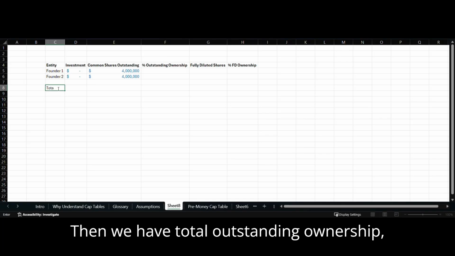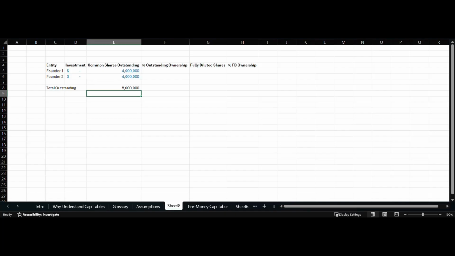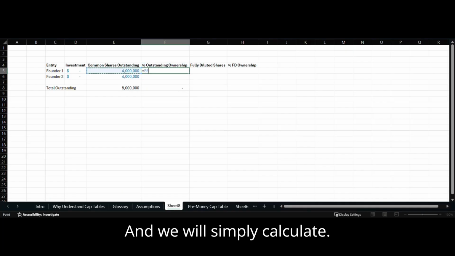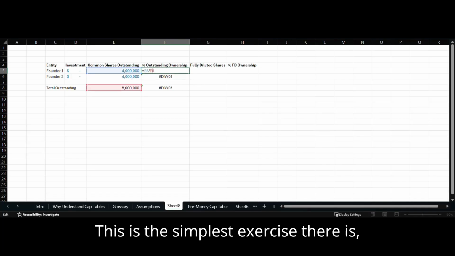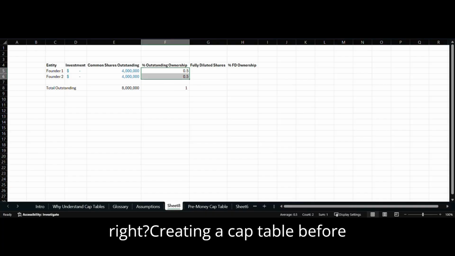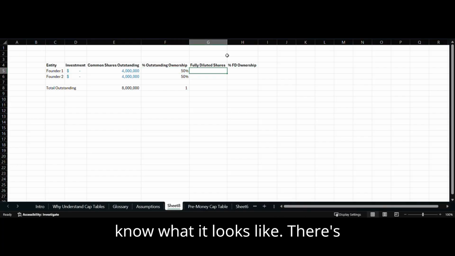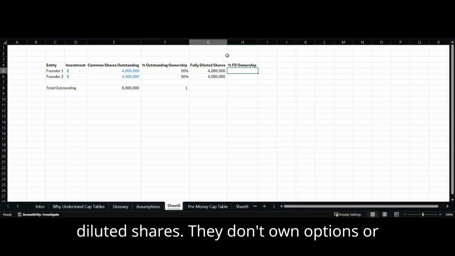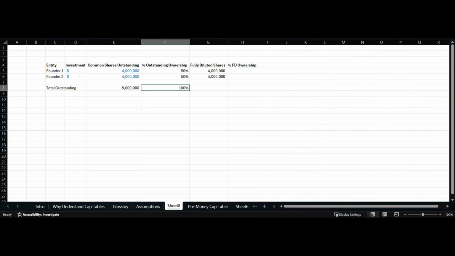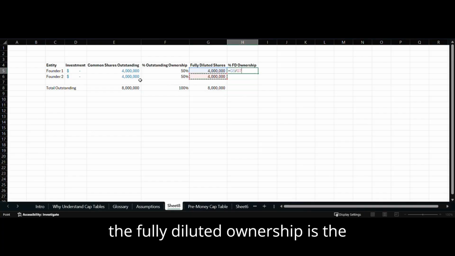Then we have total outstanding ownership, or total outstanding shares. And we will simply calculate. This is the simplest exercise there is, right? Creating a cap table before investment. We already know what it looks like. They have the same amount of fully diluted shares. They don't own options or anything like that, or any form of convertible instrument. So the fully diluted ownership.